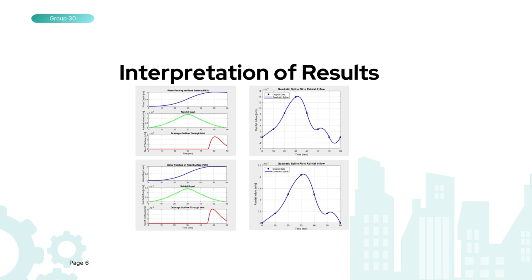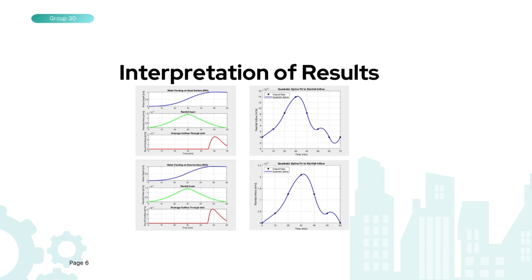This just resembles a typical storm event where the rain intensity increases, peaks, and diminishes. And for that bottom panel, this has to do with the drainage outflow through the inlet. Our observation was the outflow remains near zero for the first 45 minutes, then rises rapidly and peaks around 50 to 55 minutes. Now for the bottom left graph, we increased the inlet width to 4 meters.